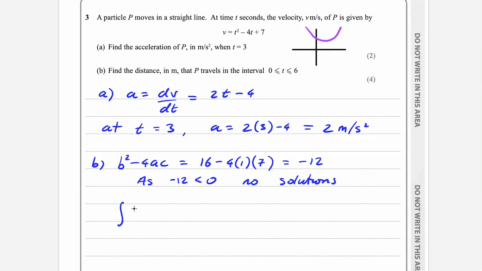But it's worth noting that if this quadratic goes underneath the line, then you have to kind of break it into 2 or even 3 pieces, depending on what the interval is. Okay, anyway, we're going to integrate it from 0 to 6 of t squared minus 4t plus 7 dt.